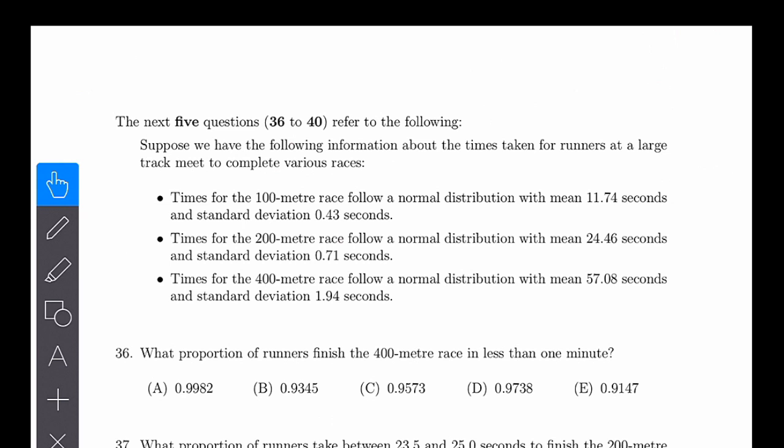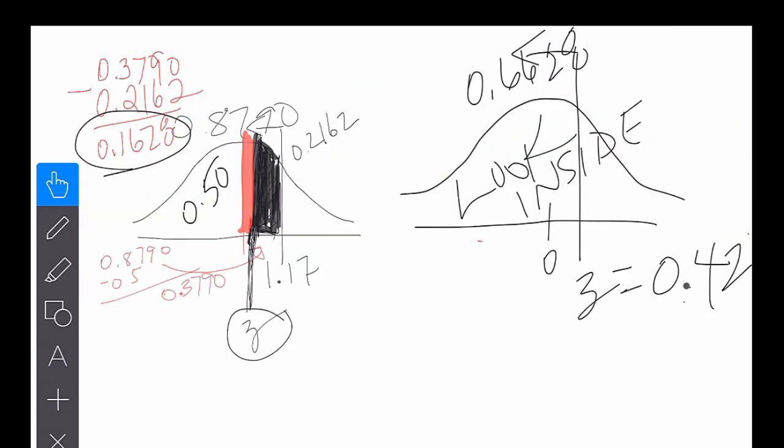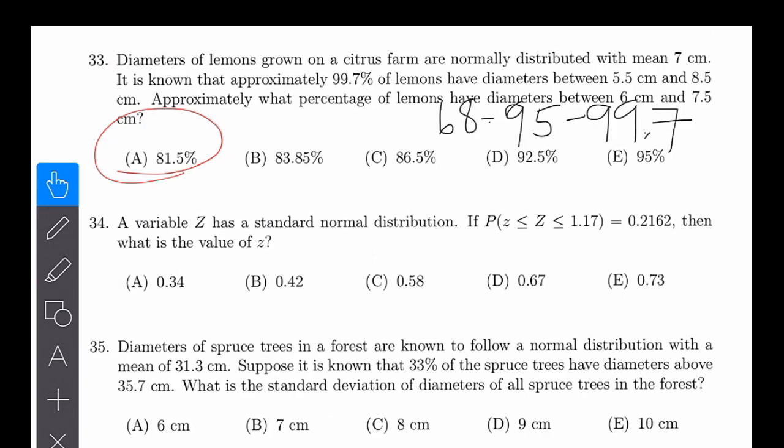Marlene, 0.1628. No, Marlene, that's not what we're looking for, because we are trying to find the z. Let me go back. We're trying to find the z between, let's go back to the question. The question was asking about this region, 0.2168.